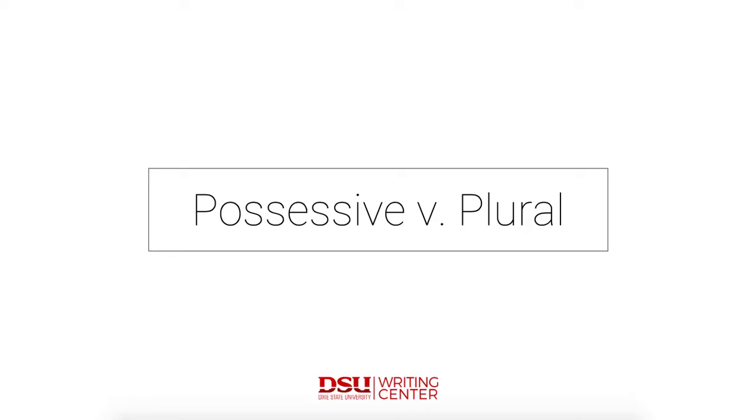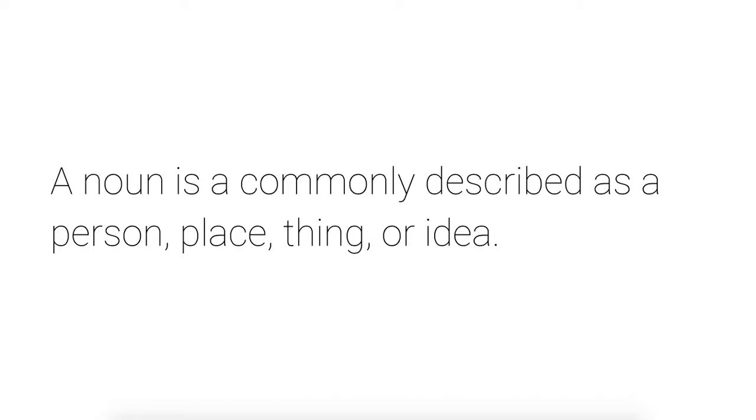The differences between possessive nouns and plural nouns. So let's start with what is a noun. A noun is commonly described as a person, place, thing, or idea. So people are nouns. Any place that you've ever been to is considered a noun. Anything, any idea, these are things that you can touch, things that you can think of. Really, they are the objects or the things that we talk about.